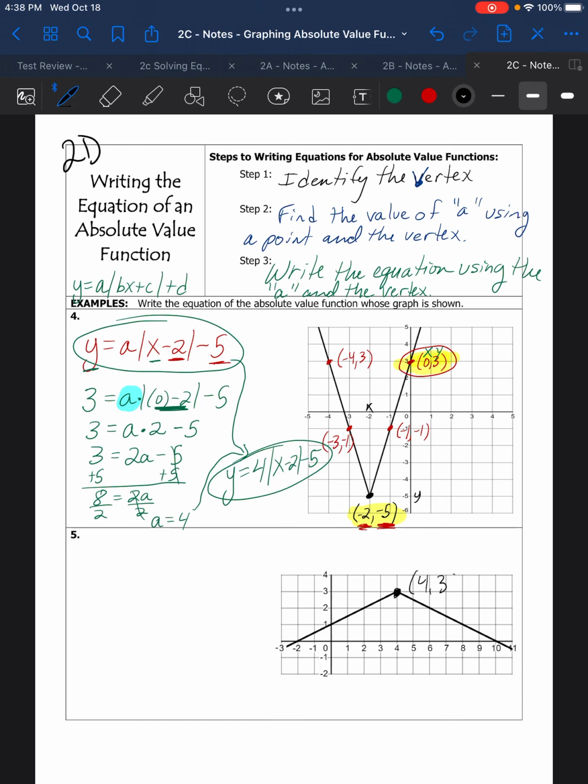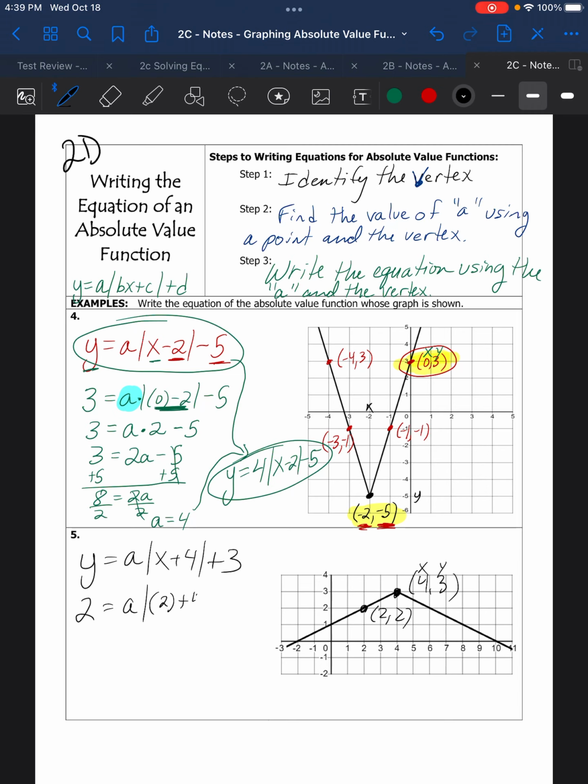Actually, let me just do another problem. Let's do the second one. So my vertex is (4, 3). So I'm going to substitute that into the vertex form. So we have y equals a times the absolute value of x. The x value is 4, so it's going to be plus 4. And then it's plus the y value, so that's plus 3 on the outside. I'm going to find a coordinate, so (2, 2). I'm going to substitute 2 in for x and 2 in for y.